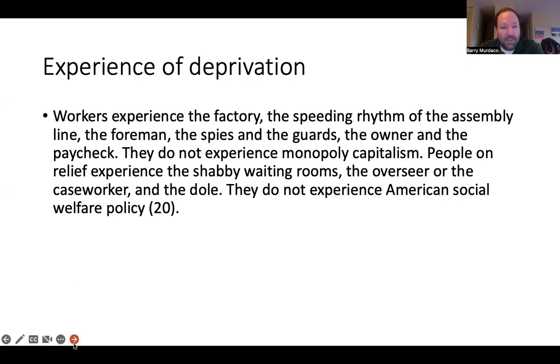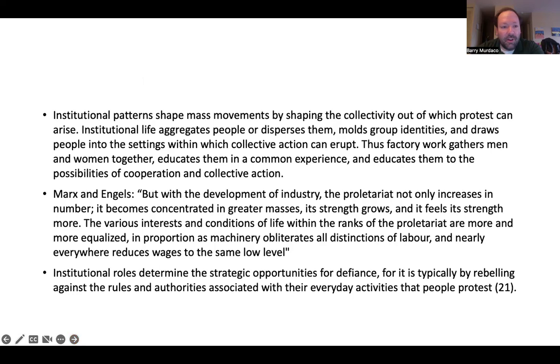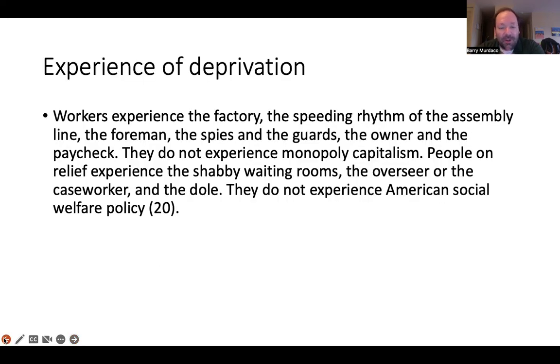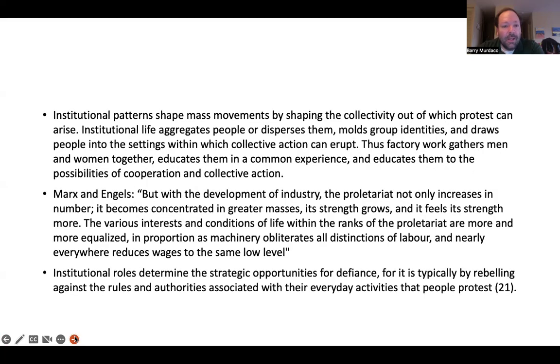Okay, well, let me try to speed things up a little bit. I don't want to spend too much time on this. I want to actually get to talking about the civil rights movement. Here they basically just say that people understand things in a very direct way. They don't just look at theoretical constructs like monopoly capitalism. What they experience is the day to day life in the factory, and what that experience is like.